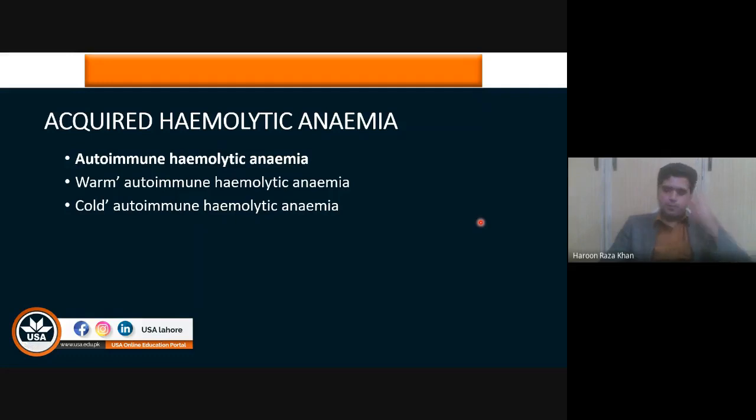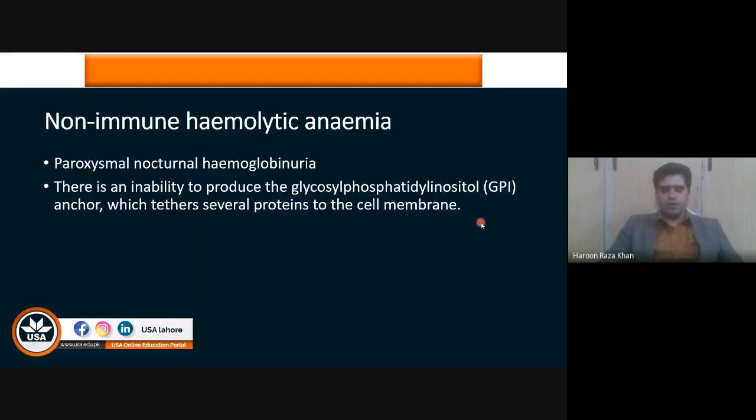Apart from that, another important factor is avoidance of exposure to cold. Like I have told you, this is a cold antibody which is active in temperatures lower than 37. So certainly this person should avoid exposing himself to cold. So this is one way of managing patients who have cold antibody immune hemolytic anemias. So that was all about your acquired immune hemolytic anemias.